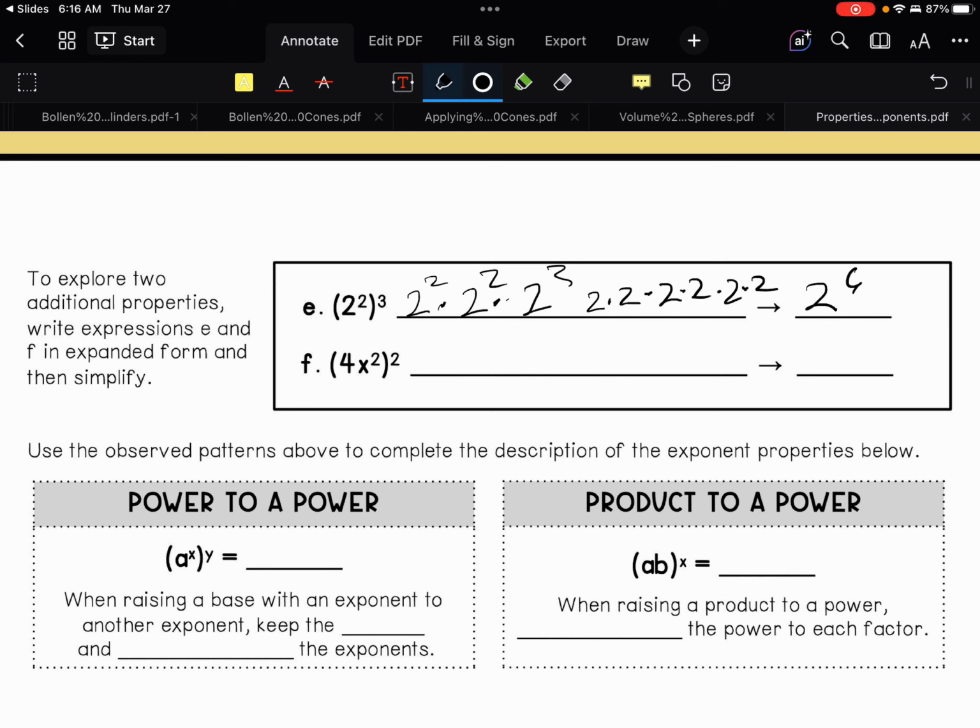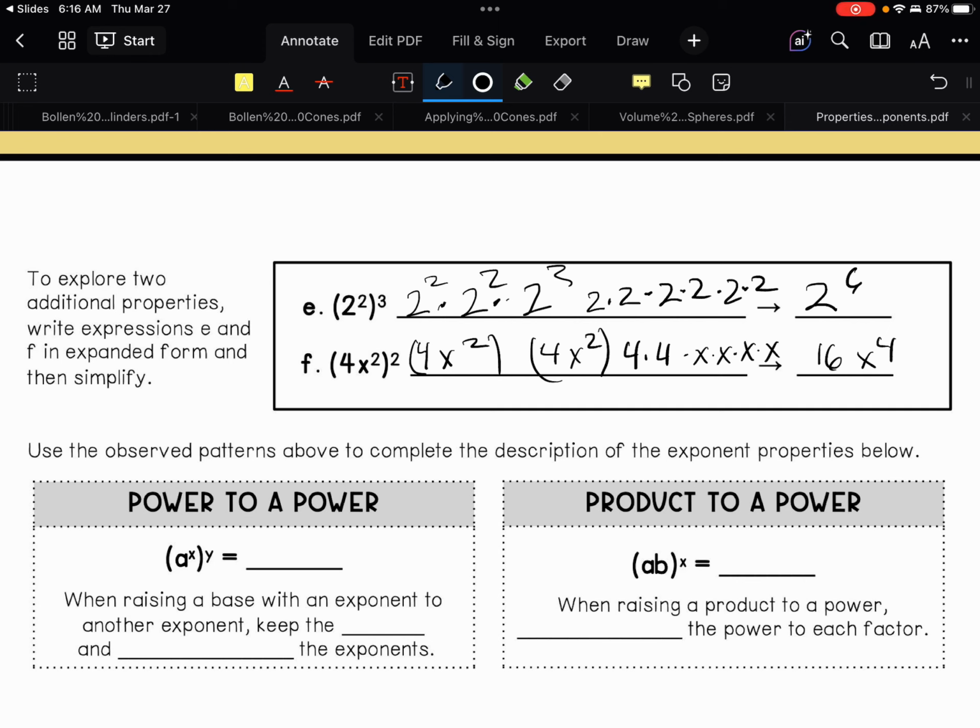Then we have over here 4x squared times 4x squared. So it would be 4 times 4 times x times x times x times x, and so it would be 16x to the 4th.